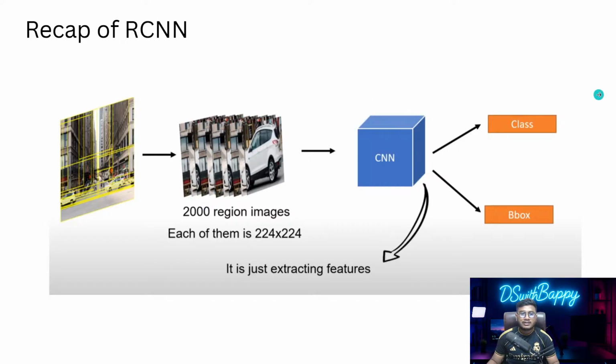Then, remember, there I was using two kinds of layer. One is the classification layer, one is the bounding box layer. The classification layer will try to classify what kinds of object are present inside the image, and the bounding box regressor will try to identify the coordinate points of the bounding box. Remember, it has to propose the region proposal, this bounding box.